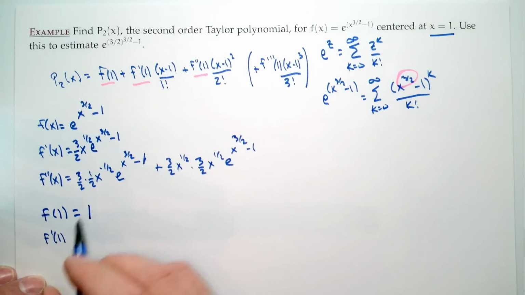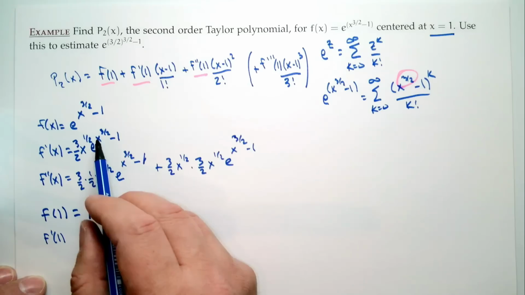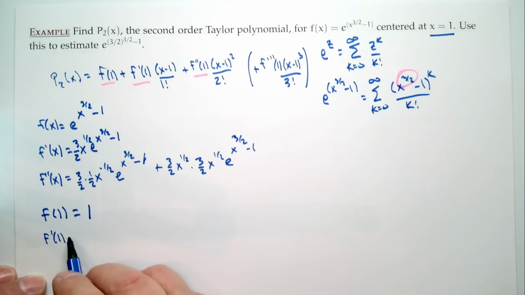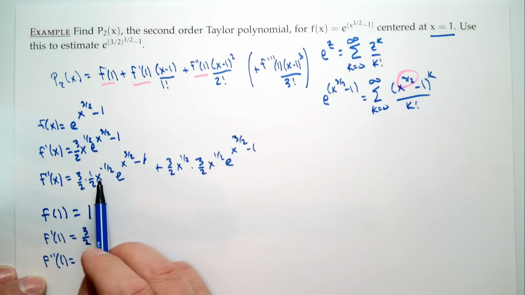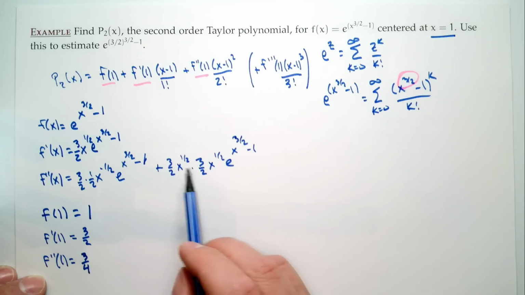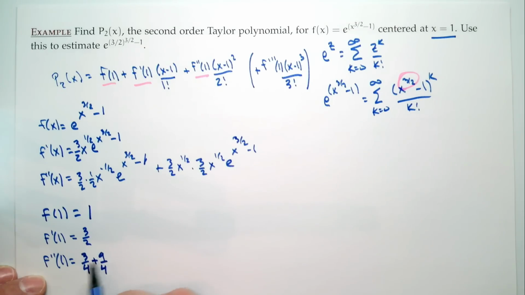F prime of 1, well, it'll be 3 halves times 1 to the 1 half, which is 1, times e to the 1 to 3 halves minus 1. That's e to the 0, which is 1. So 3 halves times 1 gives us 3 halves. F double prime of 1, we have 3 halves times 1 half times what will become 1, because it's 1 to the minus a half, and then e to the 0 again. So that's 3/4 from that term. Then from our next term, we're going to have 3 halves times 1 times 3 halves times 1, which is 9/4. And 3/4 plus 9/4 is 12/4, also known as 3.